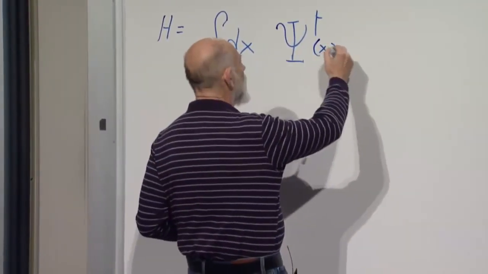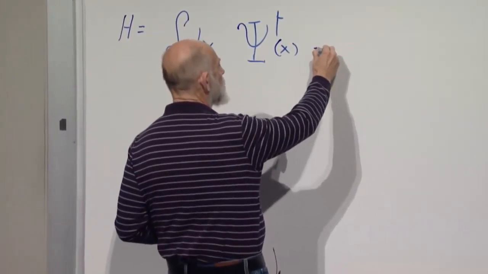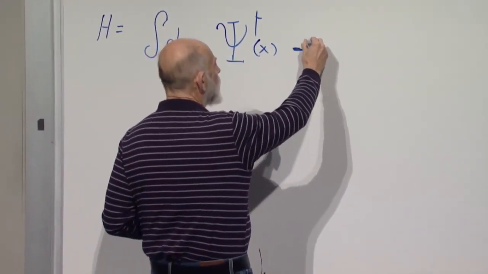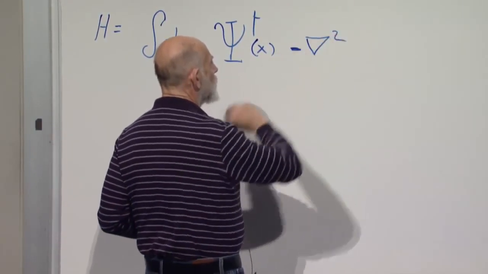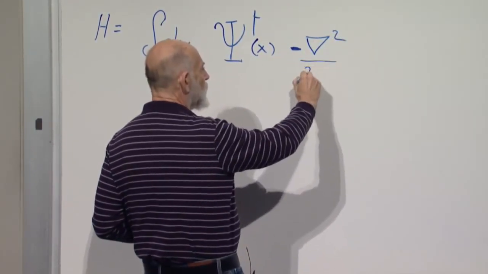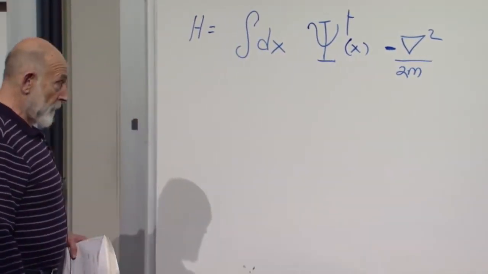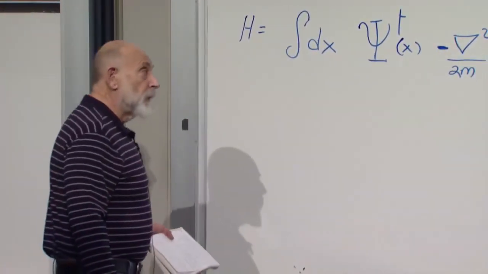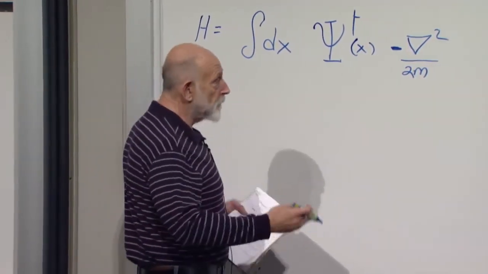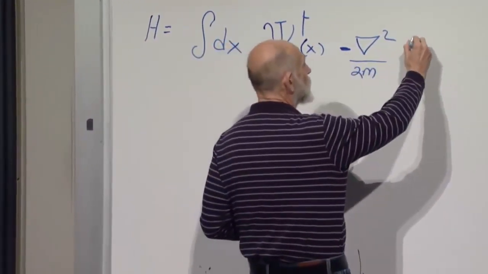And then there's a minus sign. Let's put the minus sign explicitly over here. Del squared, the second derivative operator. And if we put the mass in, the mass goes downstairs here. That's p squared over 2m. That's the standard kinetic energy of a particle. And then psi.